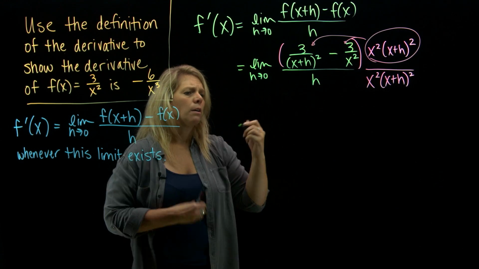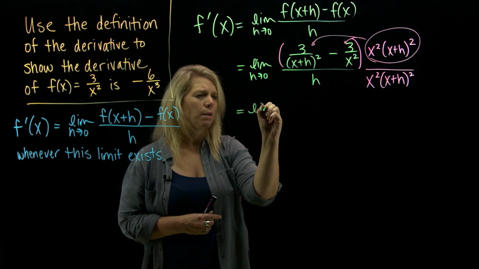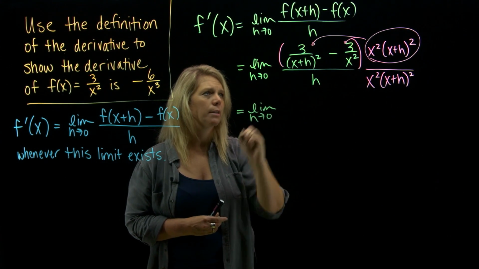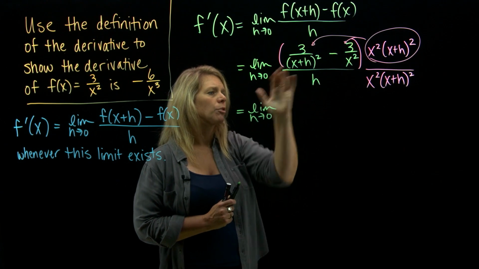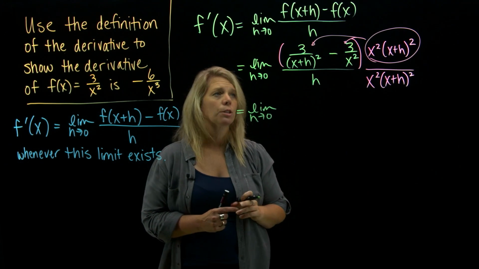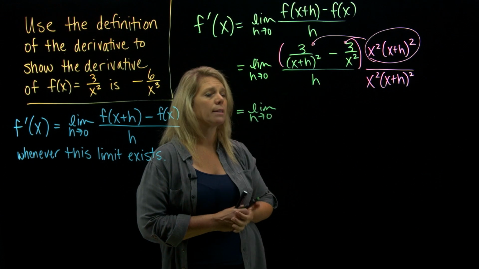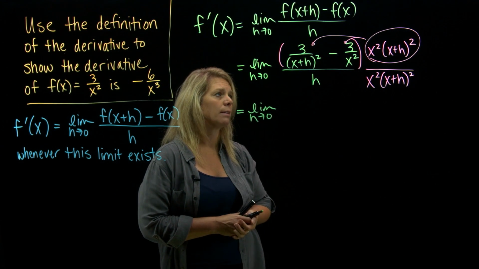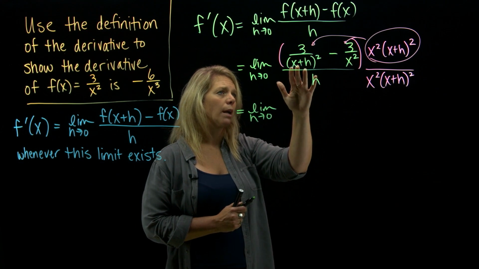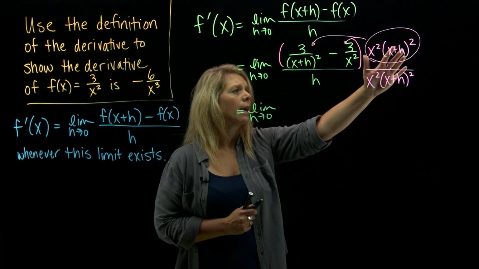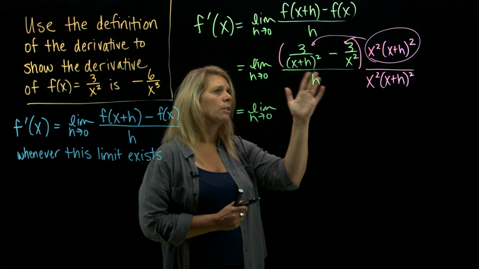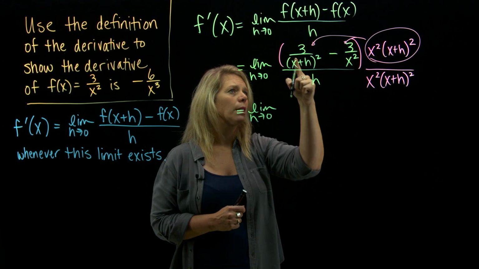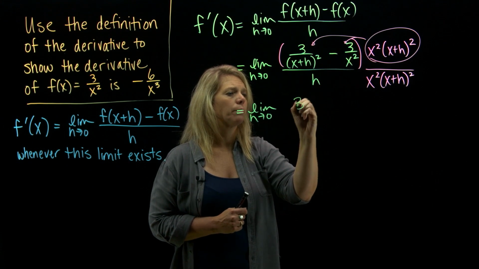Okay, so don't forget to write that limit in front. That's important every step till we're at the end. All right, when I take the x squared times x plus h and I distribute it to the 3 over x plus h, the quantity squared, I'll have some nice cancellation. That's the entire point of this. The x plus h, the quantity squared on the denominator here will cancel with the x plus h, the quantity squared that I'm multiplying by. So for that part, I'm just going to be left with 3 times x squared.